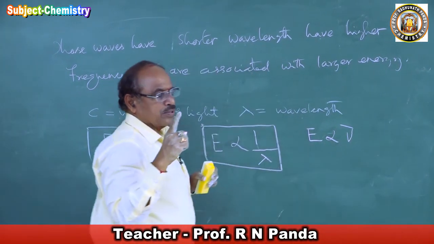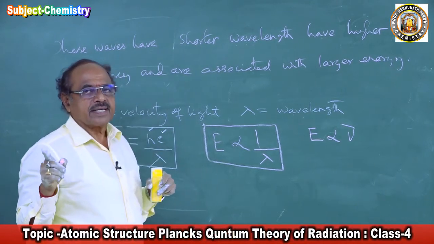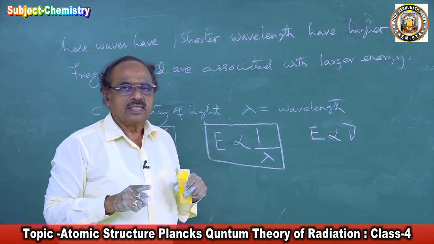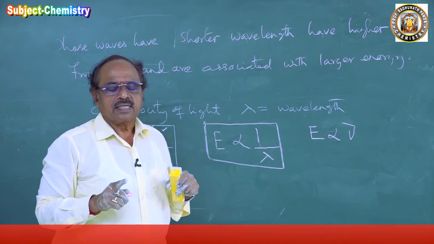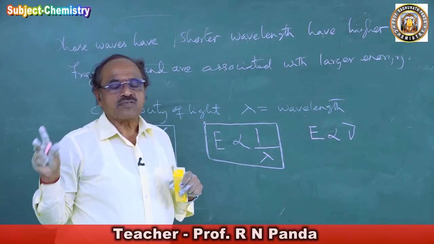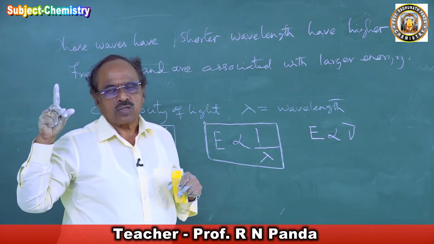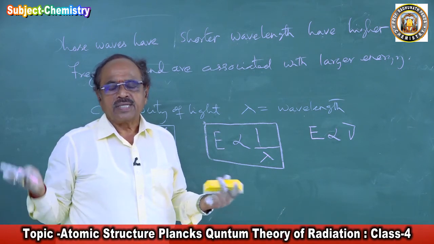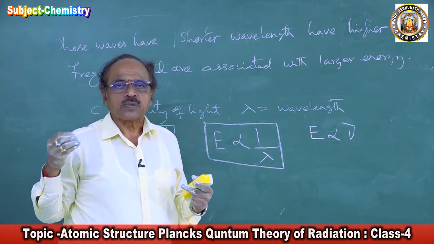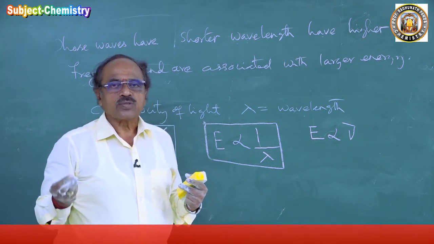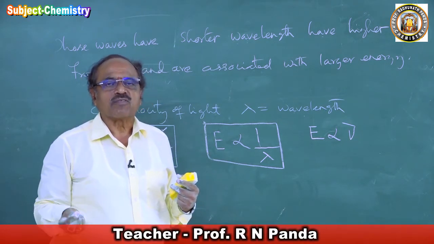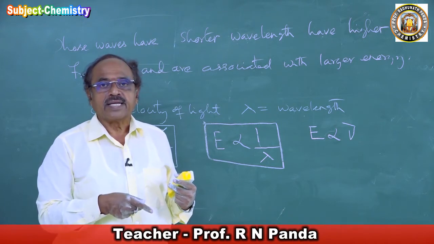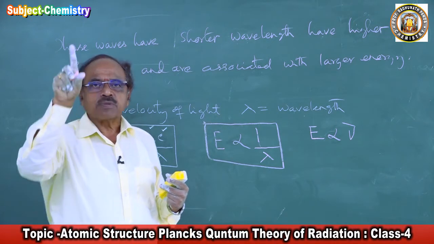So the energy associated, if you come to the ultraviolet ray, it comes after the violet. So you have the ultraviolet is very, very dangerous. In the solar eclipse, we are asked not to see the sun during eclipse. The reason is that it is producing ultraviolet rays, and those ultraviolet rays have a very, very small wavelength than the visible ray. So visible ray comes from the sun.